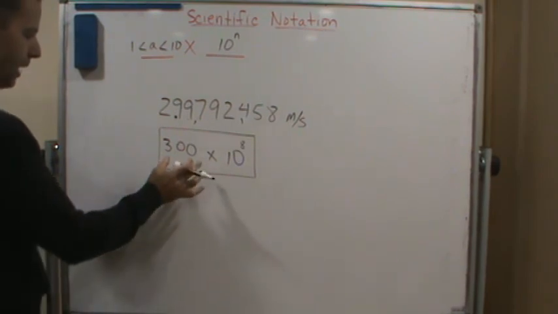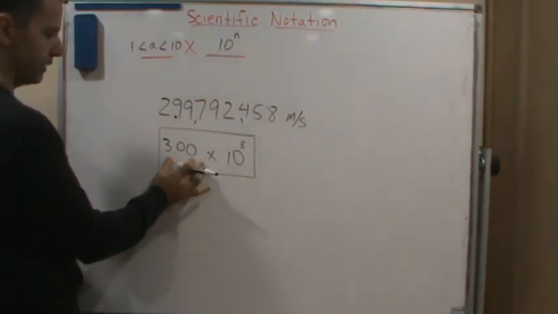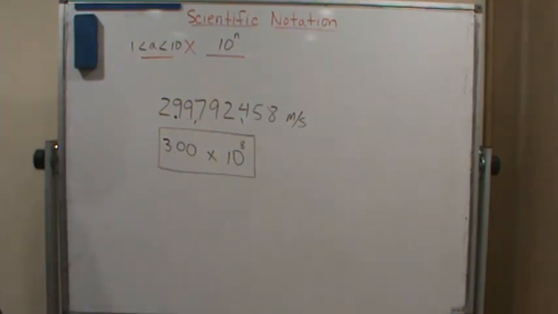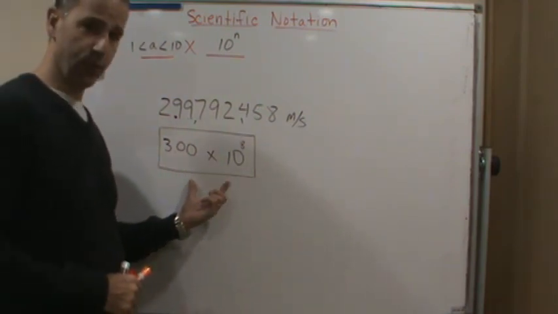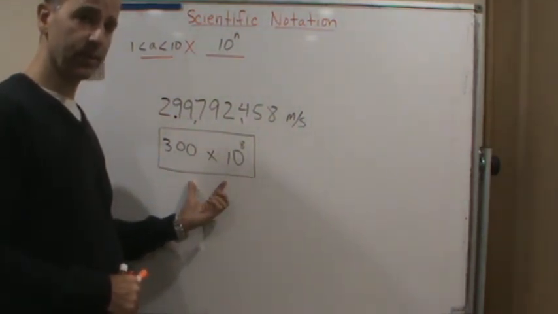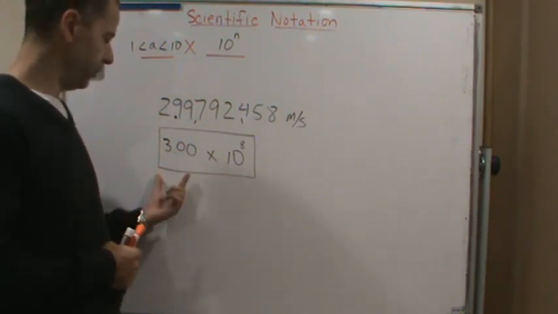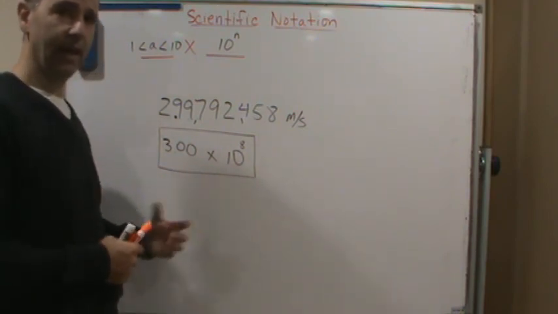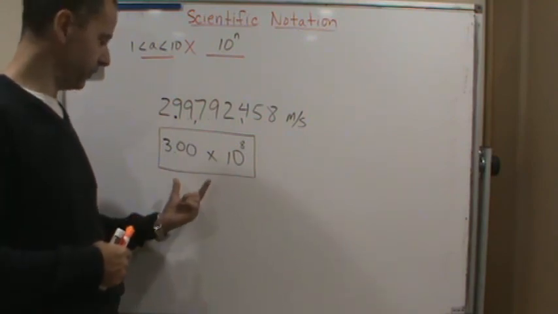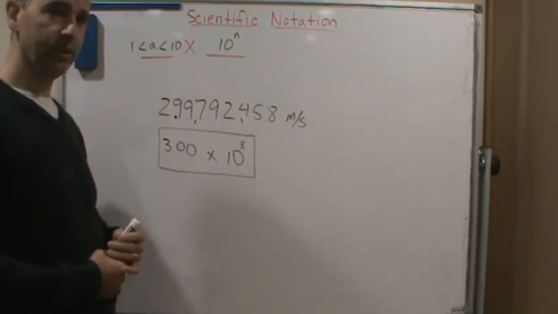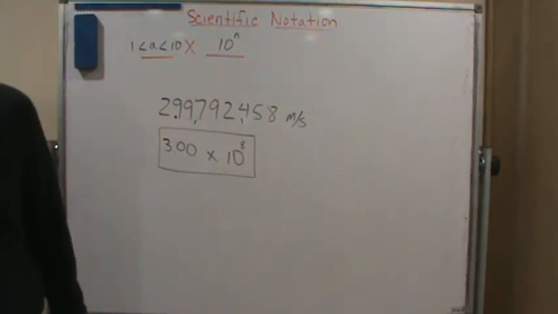So we've got one number that's between 1 and 10, and another number that's a power of 10. That's scientific notation. It has to be in this form in order to be considered scientific notation. If it's in any other form, it's not. Just remember those two pieces, and as long as you have those two pieces being multiplied, it is considered scientific notation.